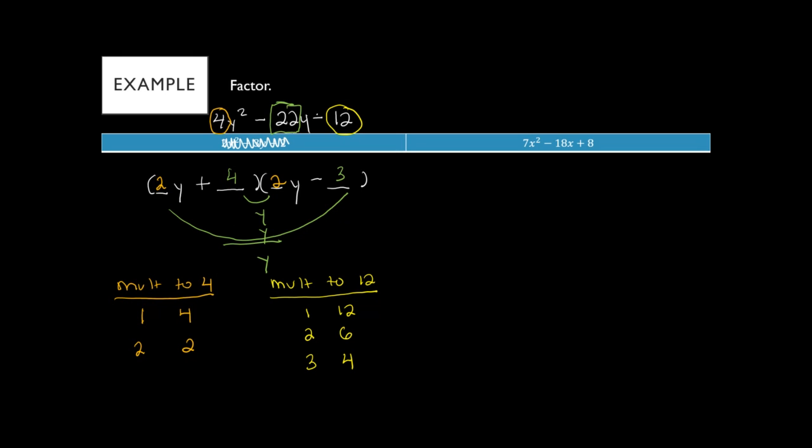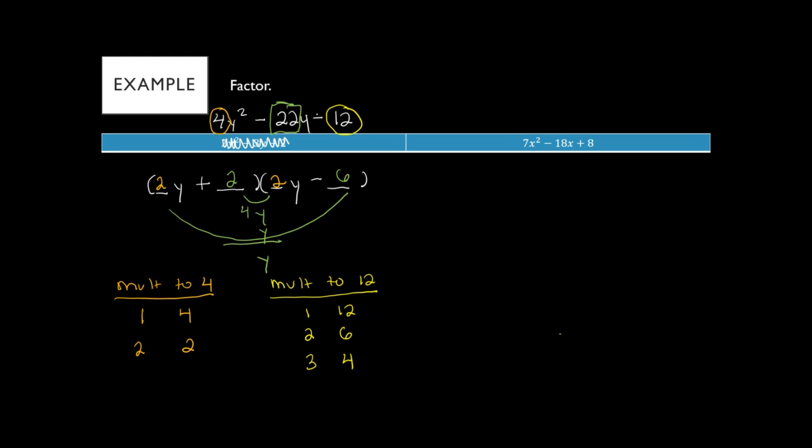4 times 2 is 8. 2 times negative 3 is negative 6. 8 minus 6 is 2y. So again, not negative 22. We got the same number, just an opposite sign from before. So that pair doesn't work. Then you go to the next pair. Let's try 2 and 6.